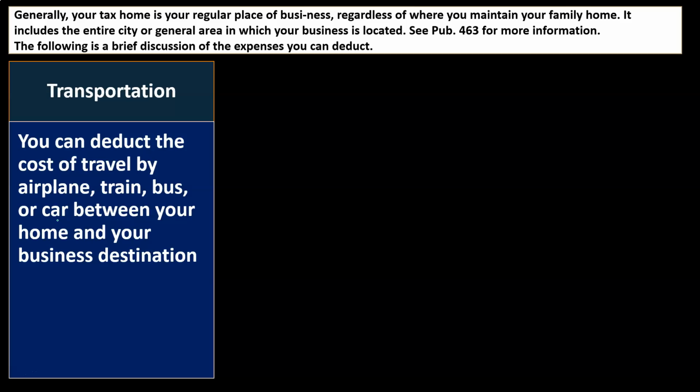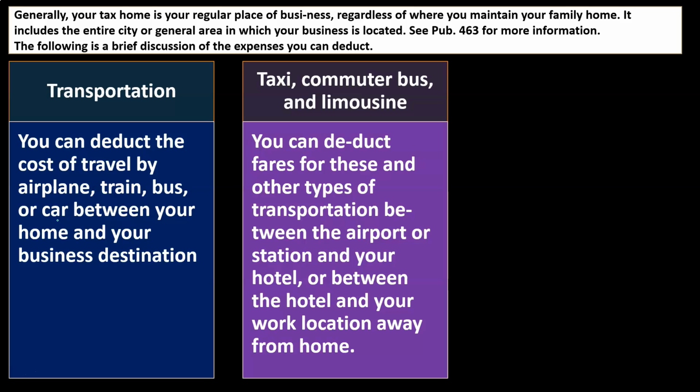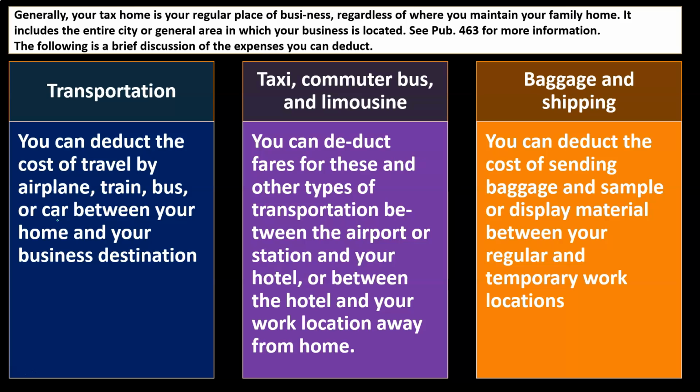And then over here on the travel area, you've got to be sure you're allocating properly between travel and the auto information. Also note that if you have, of course, both business and personal when you're going someplace, then that's going to muddy up the deductibility of things like, of course, the transportation. So taxi, commuter bus, and limousine. You can deduct fares for these and other types of transportation between the airport or station and your hotel, or between the hotel and your work location away from home. So that would typically be deductible because it's going to be part of the cost of the travel.